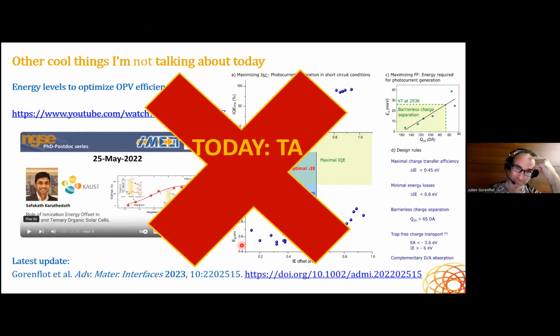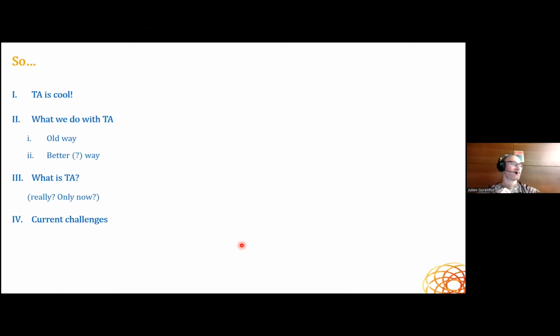So none of this, just follow the links and please do it. They're really interesting topics. So, transient absorption. Today I'm first going to convince you how cool transient absorption is. And once you are convinced, I'm going to show you in a bit more detail what we do with it, what we use it for. And I chose this maybe uncommon approach to explain what it is and how it works only after having made sure you want to know. And I will conclude with the challenges we are currently facing in transient absorption spectroscopy.